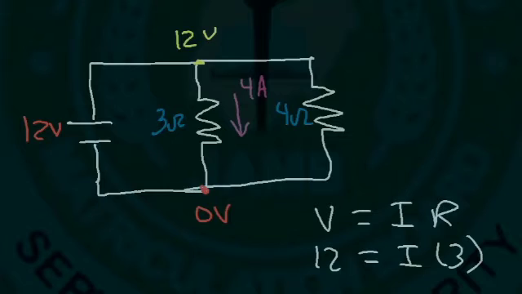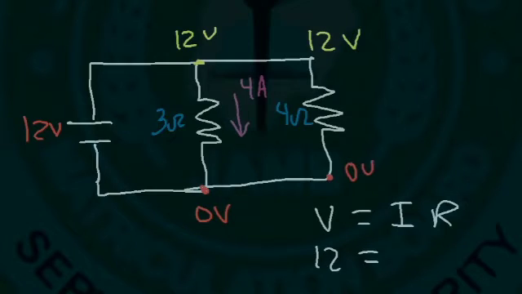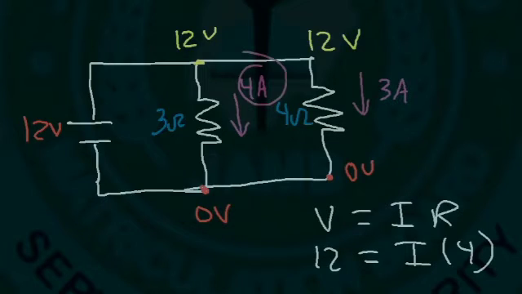Now what about the 4 ohm resistor? The voltage across the 4 ohm resistor is still 12 volts. This is 12, and this point is 0. But the resistance is 4. 12 divided by 4 is 3. So 3 amps flows through the 4 ohm resistor. So how much current leaves the battery? The amount of current that leaves the battery is the total of these two currents. So 7 amps leaves the battery.